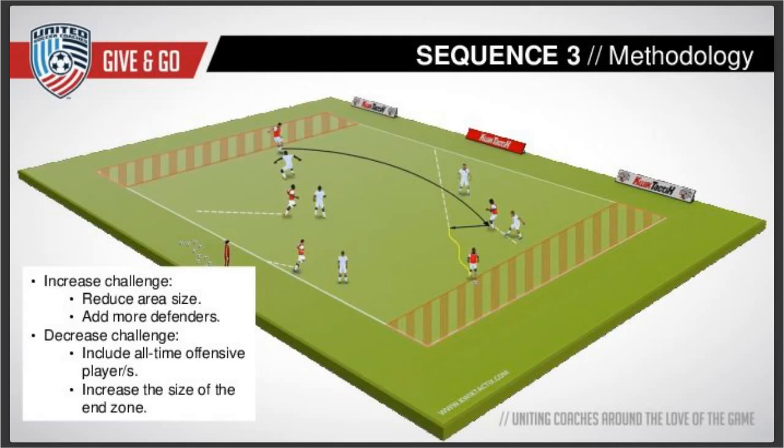And then if we want to decrease the challenge, we can look to include an all-time offensive player or players that will play for the team in possession, and also increase the size of the end zones so that the ball that's played in has a greater chance of being caught up with by the player moving in there from the attacking team.